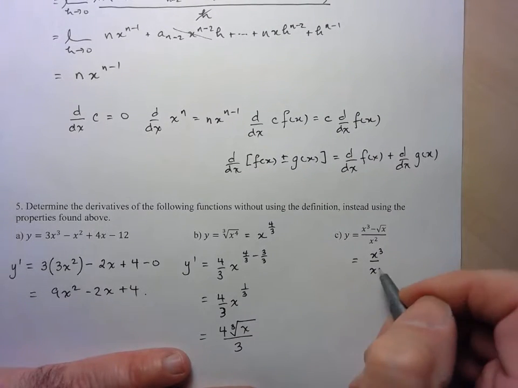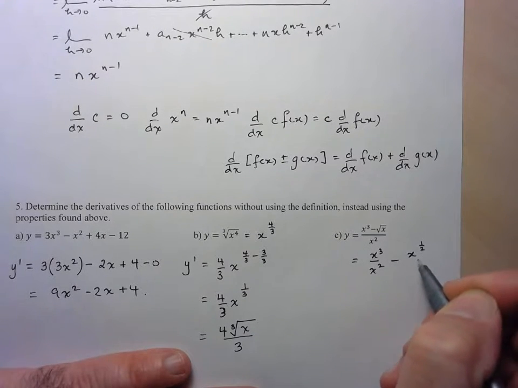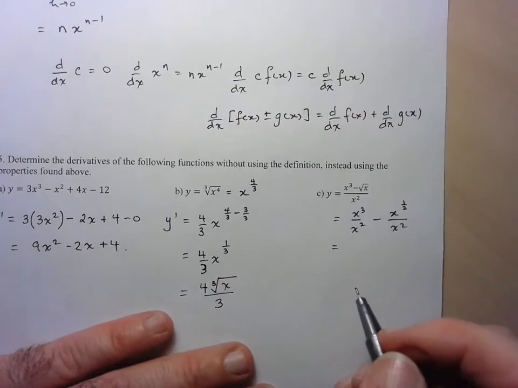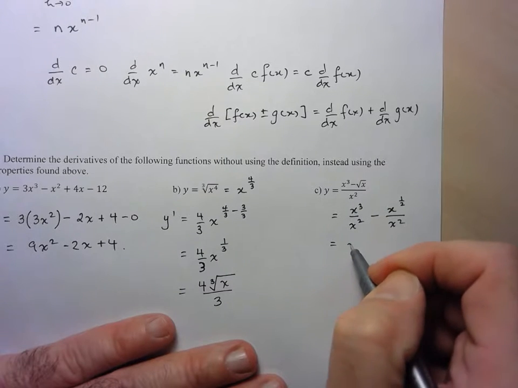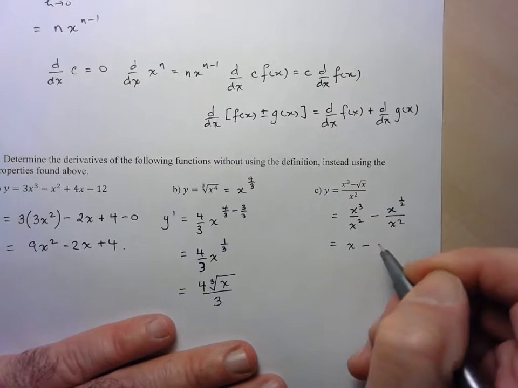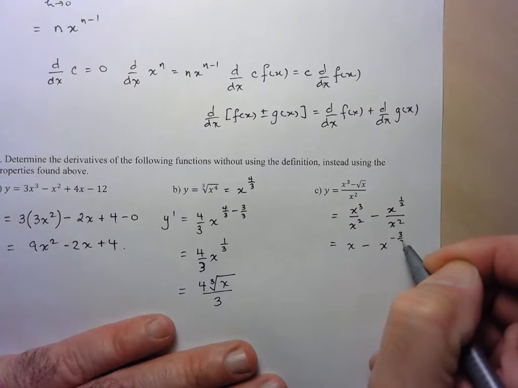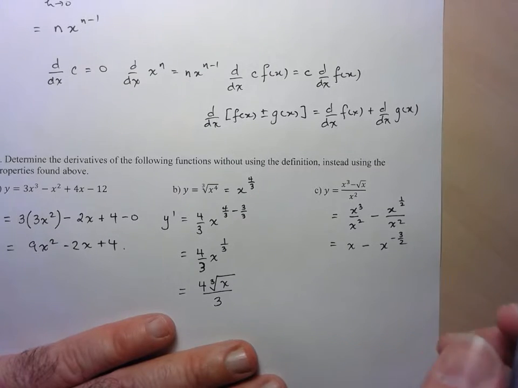So I'm distributing the x squared to the first one, and this is x to the 1/2 over x squared, and I see that I can write this in a nicer form that allows me to use the properties we just found. So this is just x, and this is just, well, 1/2 minus 2 is x to the negative 3/2. And now I can take the derivative of this function pretty easily.